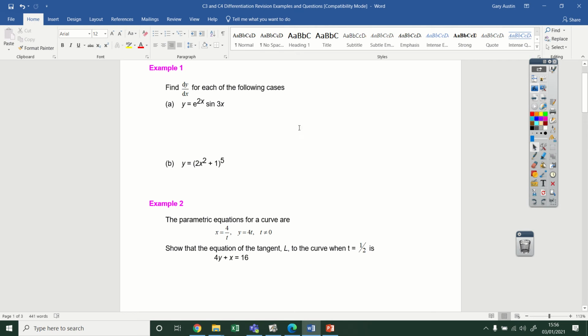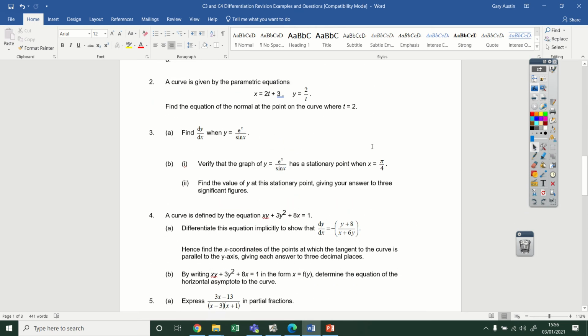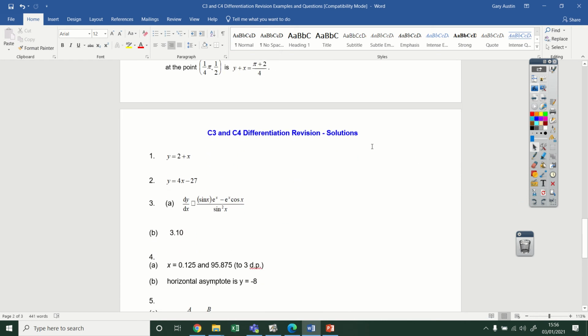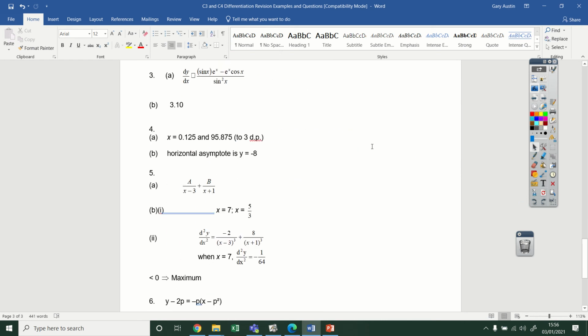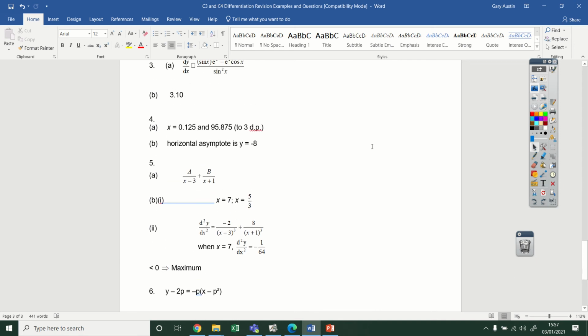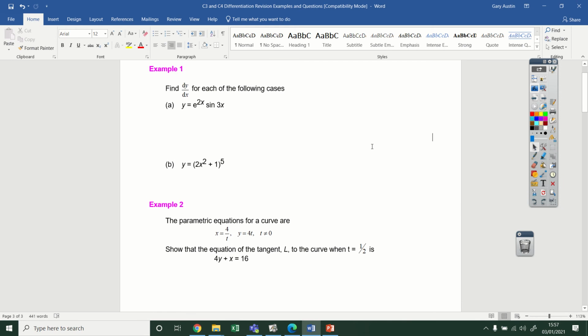Okay, so I'm going to go through these top 3 examples on this first page, and then I'm going to leave you to do the rest of the questions down here, which are going to be similar. The answers are attached as well. Once you've finished, mark it, make sure that you know you're getting them right, and then you can submit them to me online. Okay, so starting off with these top 3.